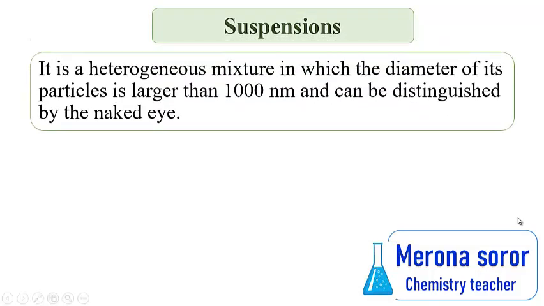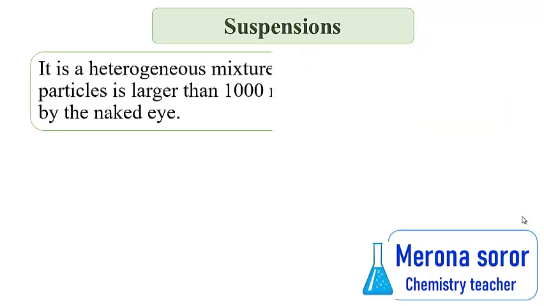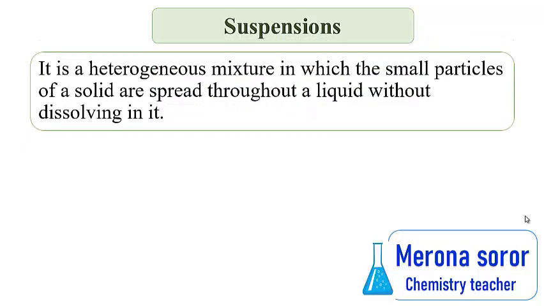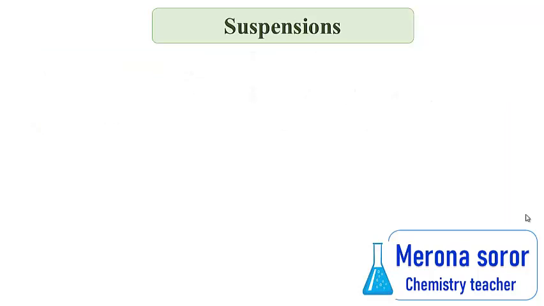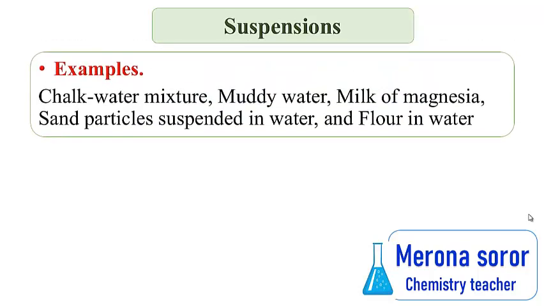Suspensions. It is a heterogeneous mixture in which the diameter of its particles is larger than 1000 nanometer and can be distinguished by the naked eye. It is a heterogeneous mixture in which small particles of a solid are spread throughout a liquid without dissolving in it. Examples: chalk water mixture, muddy water, milk of magnesia, sand particles suspended in water, and flour in water.